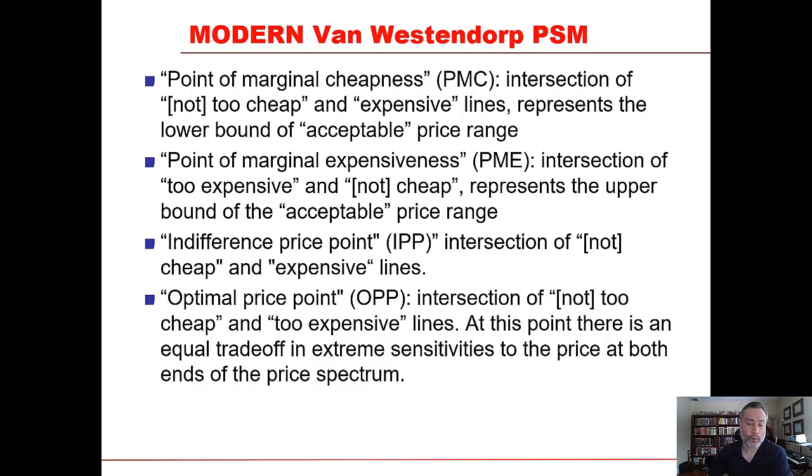And then there's what sounds like it should be the objective of the analysis, the optimal price point, which is the intersection of the not too cheap and the too expensive lines. And arguably at this point, there's an equal trade-off in extreme sensitivities to the price at both ends of the spectrum. So this is sort of the balancing point. And from that name, you'd probably think, oh, well, that should be the recommended price point from the Van Westendorp analysis. But for a couple of reasons we'll talk about, that may or may not be the case.